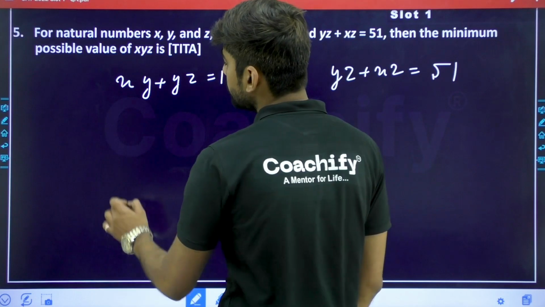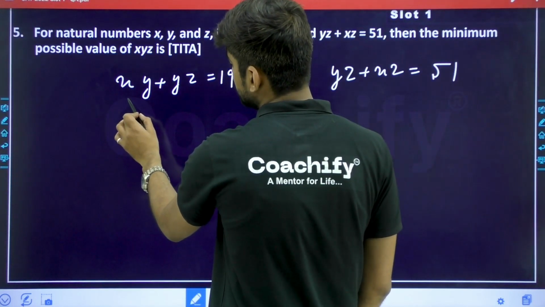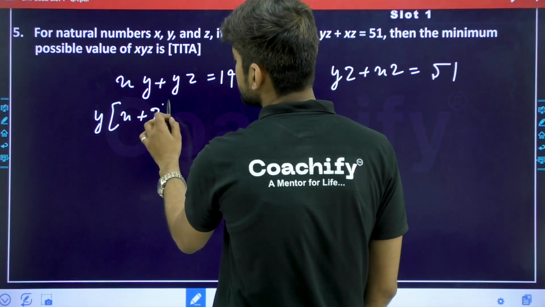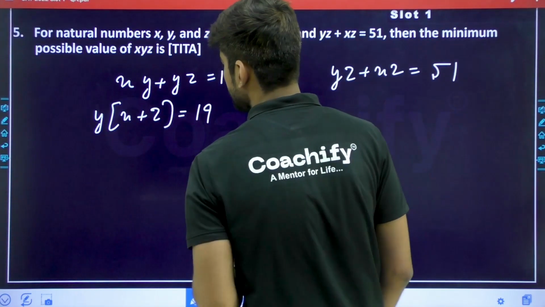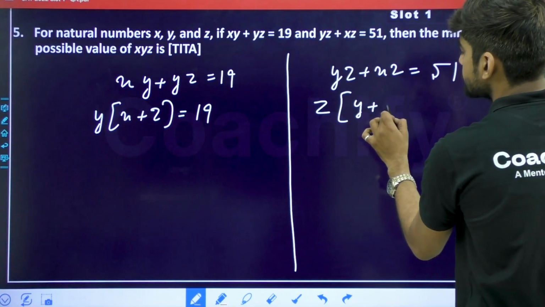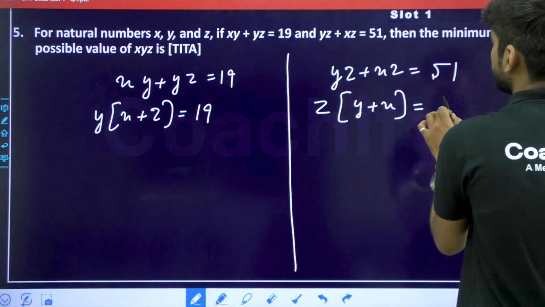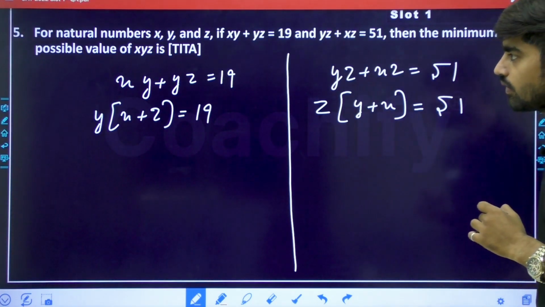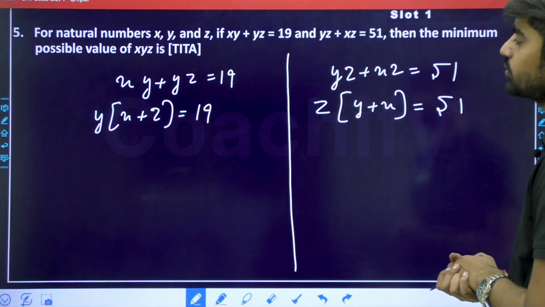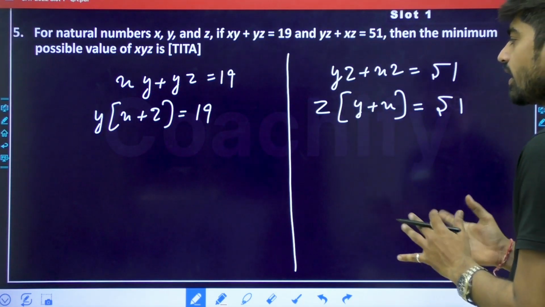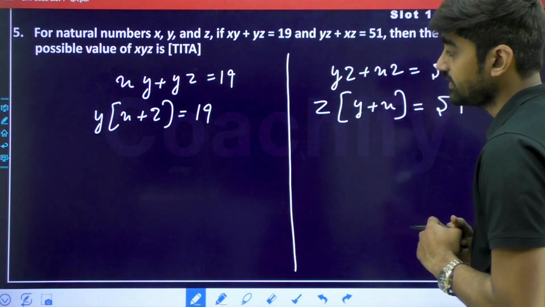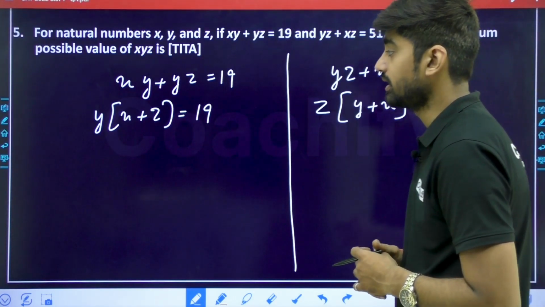Let's take y common from the two individual expressions. So this becomes y into x plus z equals to 19. And here if we take z common, this becomes y plus x into z equals to 51. What I have to do is find out the minimum possible value of x into y into z. So I have to try and find out the value of x, y and z in such a way that their product should be minimum.